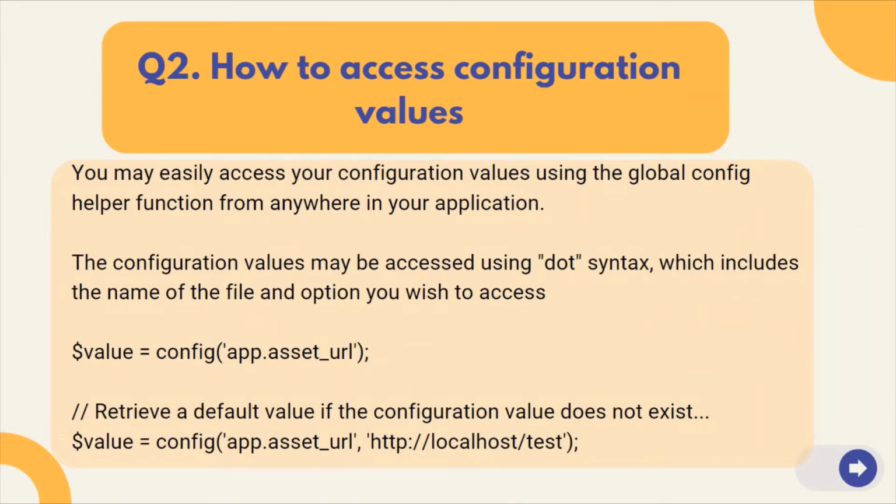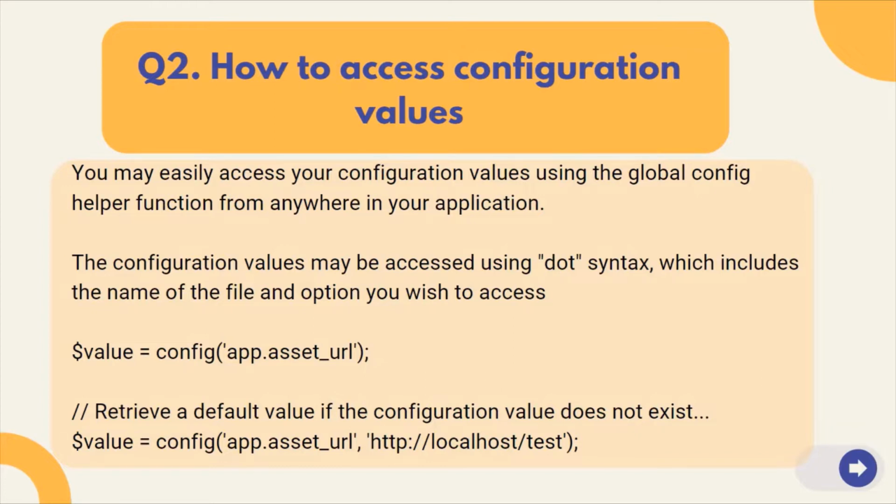You can easily access your configuration values using the global config helper function from anywhere in your application. The configuration value may be accessed using dot syntax, which includes the name of the file and the option you wish to access. So you can access it by config app.asset_url. So app is the file name and asset_url is the key by which you have defined your data.